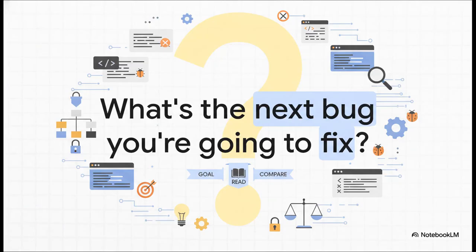And there you have it. We've successfully cracked this code. The cool thing is, these principles, understanding the goal, reading literally, and comparing against the objective, can be applied to any bug you ever encounter. So the only question left is, what's the next bug you're going to fix?